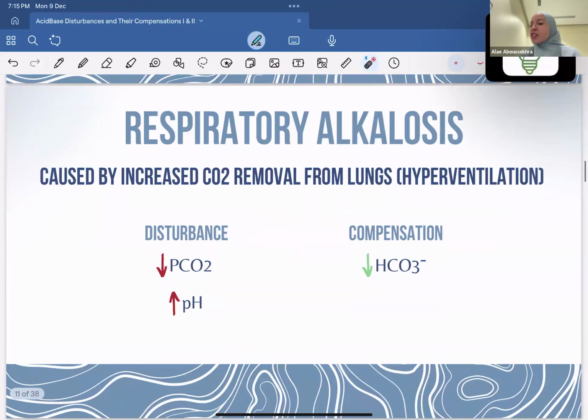So let's look at the disturbances. Again, the disturbance is that we're removing a lot of CO2. So basically CO2 is decreasing. Again, remember ROME, respiratory opposite. So since this is decreasing, pH is going to increase. So we have alkalosis. And then the compensation, it needs to be metabolic, so bicarbonate. What's going to happen to bicarbonate? It's going to decrease. Why? Because CO2 decreased, and the compensation needs to be in the same direction. Okay?